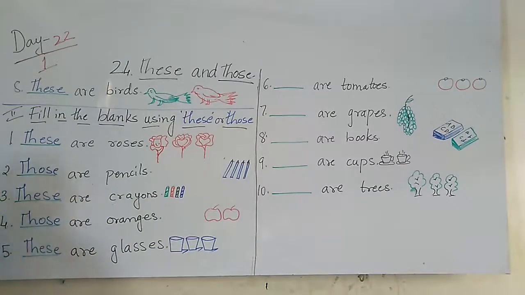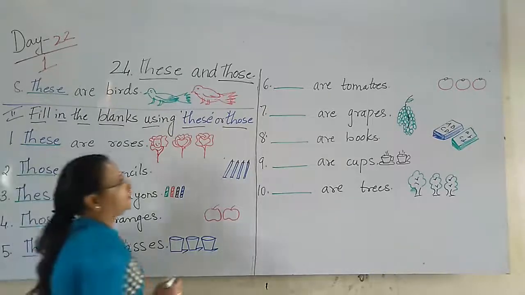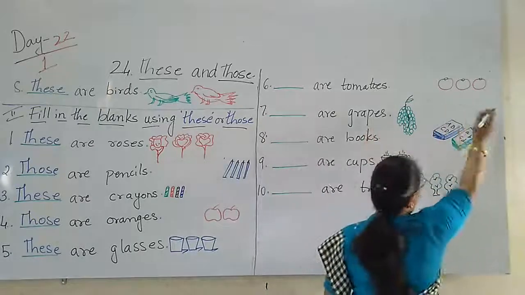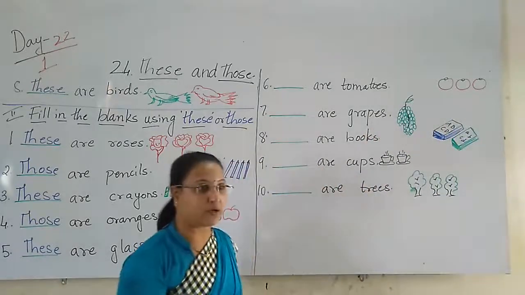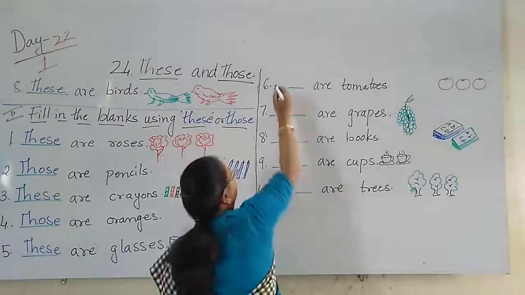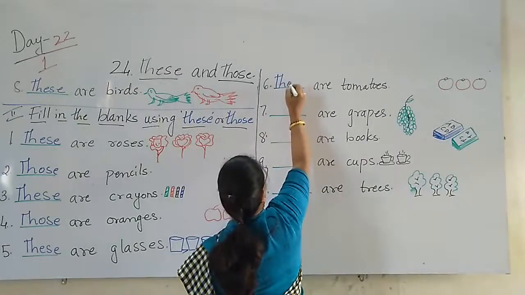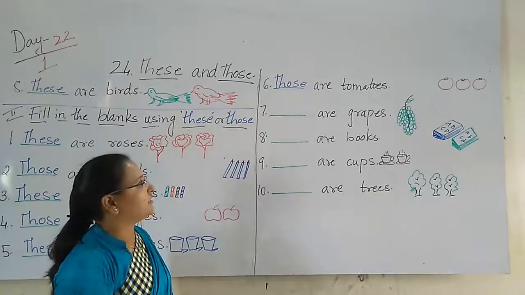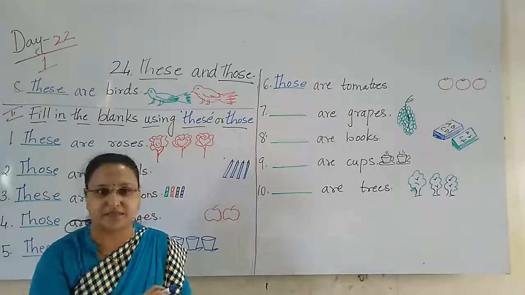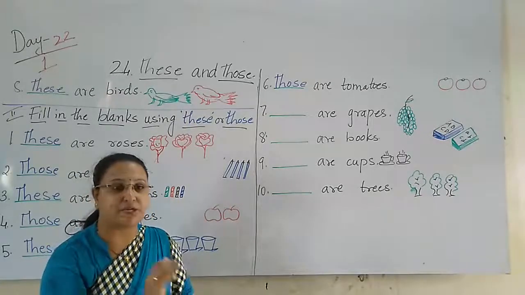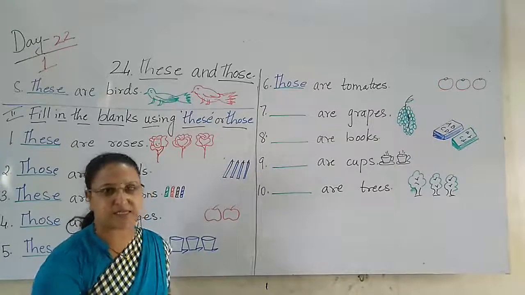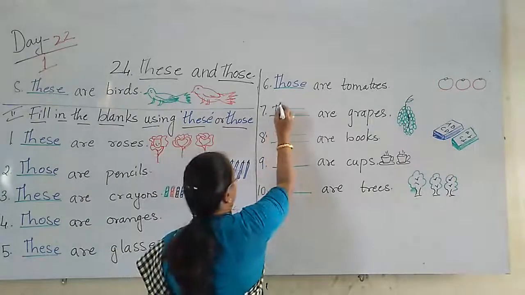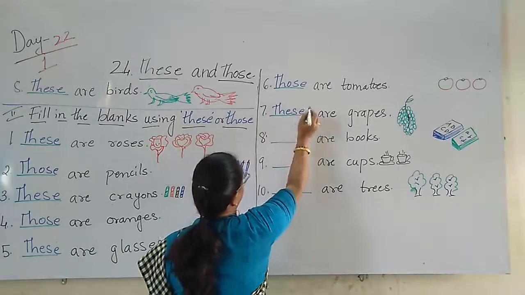Here, dash are tomatoes. See, the tomatoes are far away. Yes or no? They are not close. So we write there, those are tomatoes. Dash are grapes. The grapes, the bunch of the grapes is nearer to us. So we write there, these are grapes.